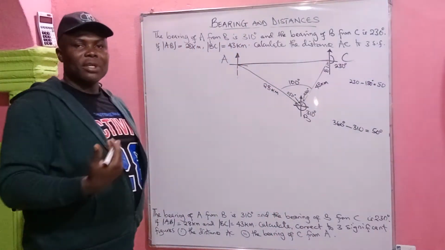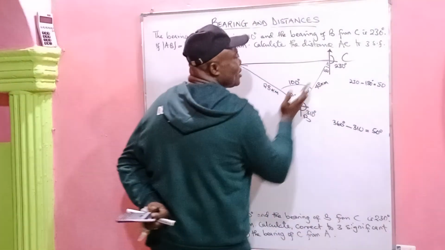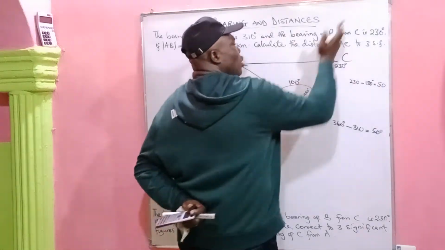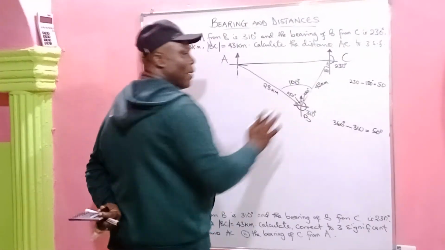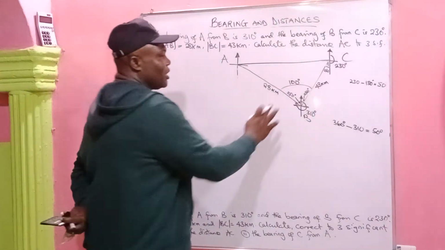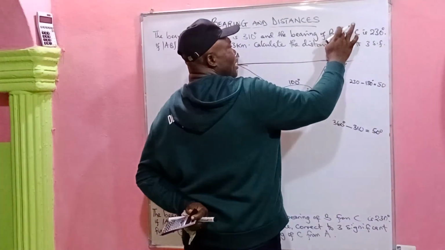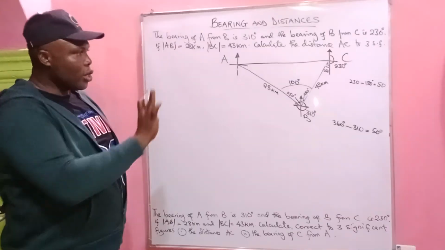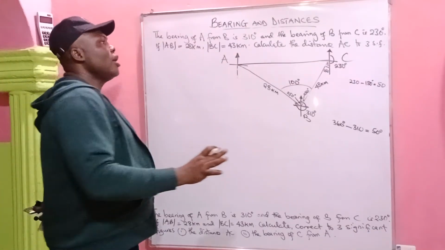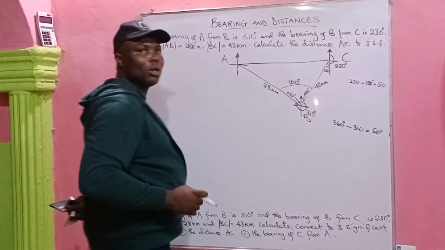If you have space, you can actually make this longer. 43 would have been longer, but it's still okay. Since we are dealing with the figures, our answer will still be the same. But 43 naturally should have been longer, so C would have been somewhere here, joining this. It won't affect your answer. I don't have space, that's why I couldn't take it up very well.